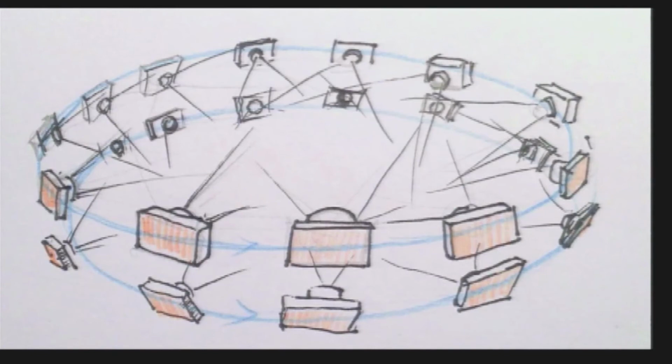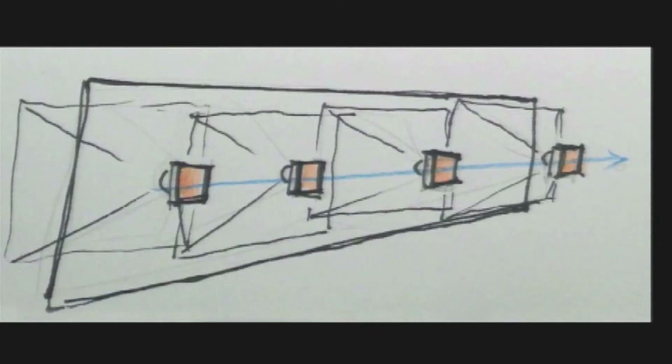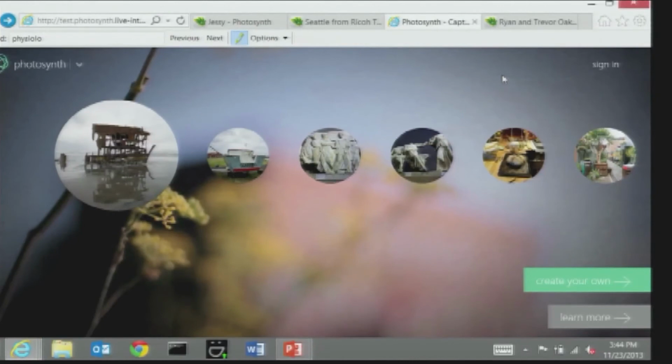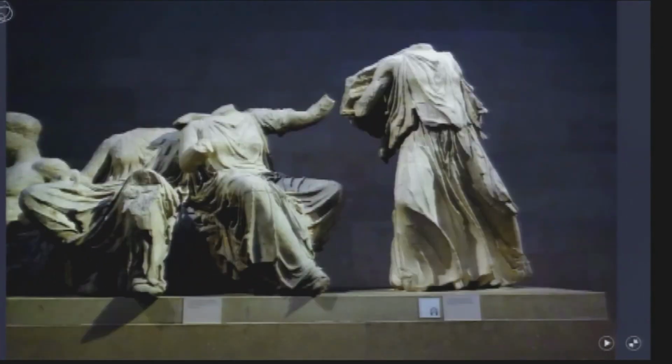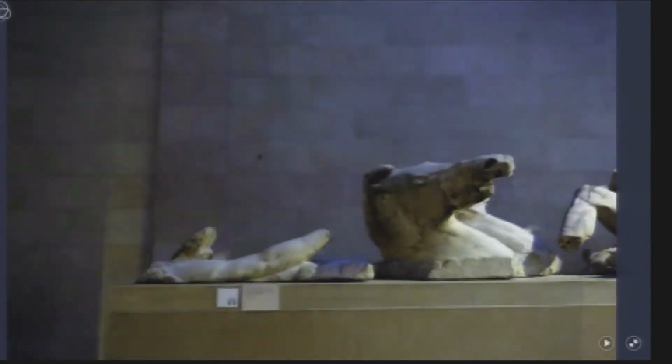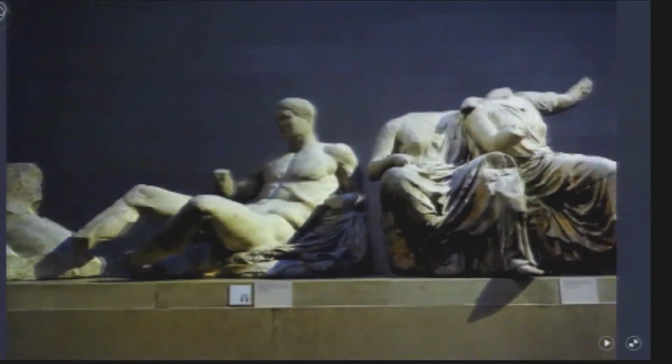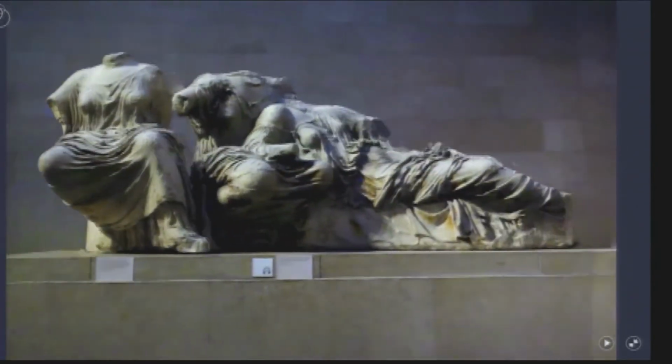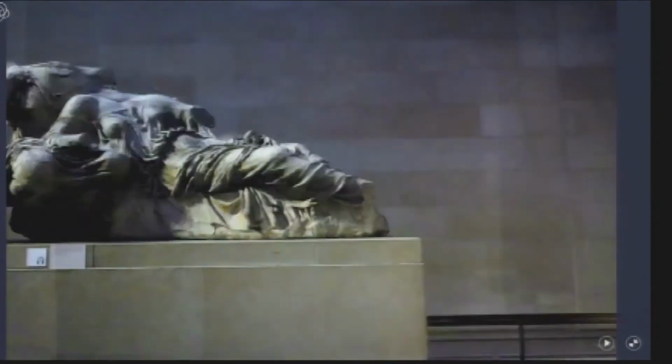So this is an object, this is a panorama, this is a wall. If we look at, for example, a wall of images, this is a nice case. This is the Elgin marbles, and you have this beautiful sort of dimensional view of the marbles from the side with a handful of photos.